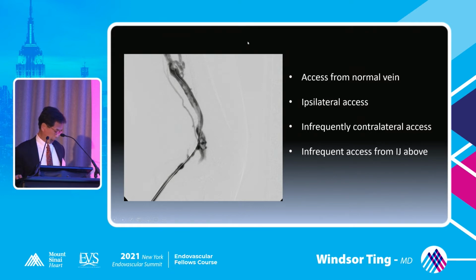In this case, I accessed through the small saphenous vein. You can see there's thrombus in the popliteal vein and also in the femoral vein. So usually the strategy is to access in a normal vein downstream, below the thrombus. Most of the time, these veins downstream are very distended. So you can access in a small saphenous vein, in a popliteal vein, and maybe even in the calf through a posterior tibial vein. Infrequently, I will access from the other side, a contralateral approach, up and over, and infrequently I will access from above.